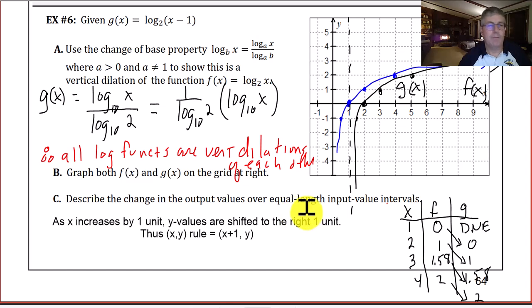And that wraps up these first two transformations, with a vertical dilation using the product property and using the change of base. And we'll get some more practice with this when I see you in class.